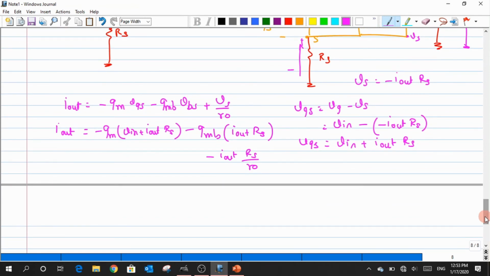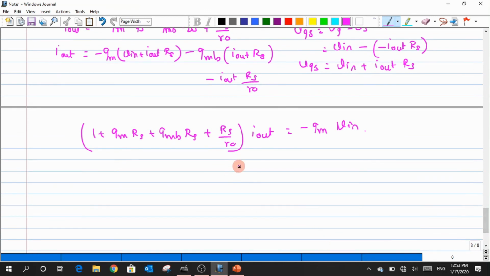Now that you have got the entire expression in terms of the required quantities, the only thing is you need to do some algebra, bring I out to one end, and Vin to the other end, and then use this I out by Vin expression to get it. So in this case I would get something like gm RS, gmb RS, and then RS by R naught, and the whole of this has to be multiplied with I out, and over here it is minus gm Vin.